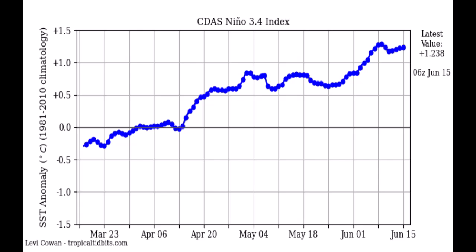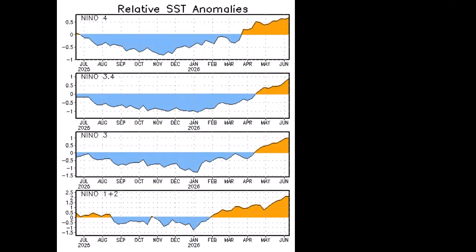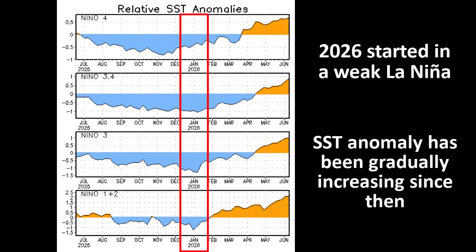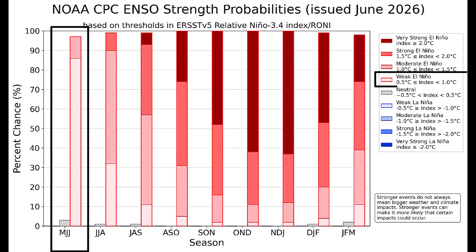As of the middle of June 2026, the current temperature anomaly along the equatorial Pacific is around plus 1.2 degrees Celsius, depending on the portion of the equatorial Pacific that is sampled. This does not mean we are currently in a moderate El Niño. We started the calendar year in a weak La Niña and have been slowly transitioning into El Niño, so the 3-month running average is only indicating the beginning of a weak event at this point in time.